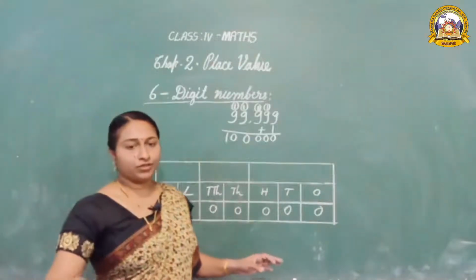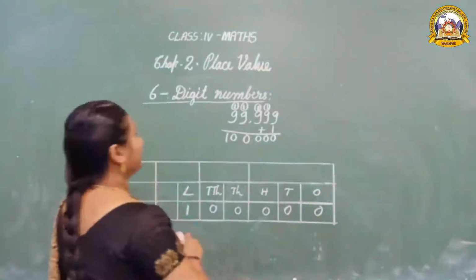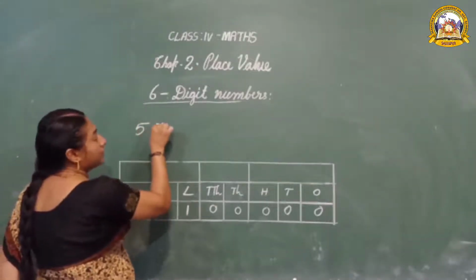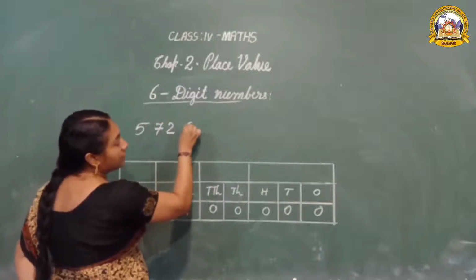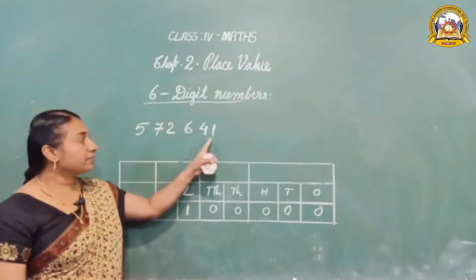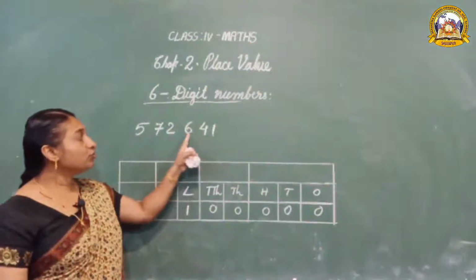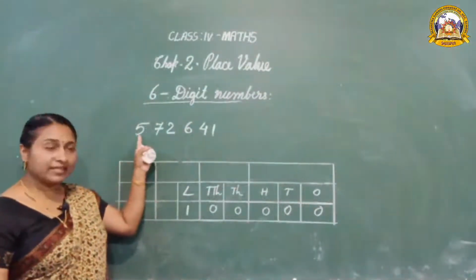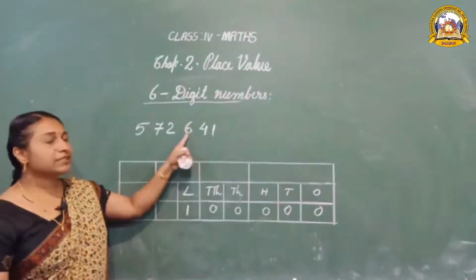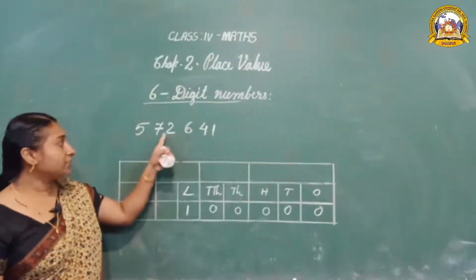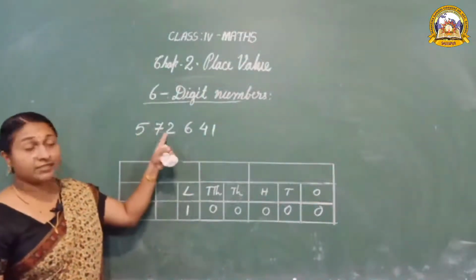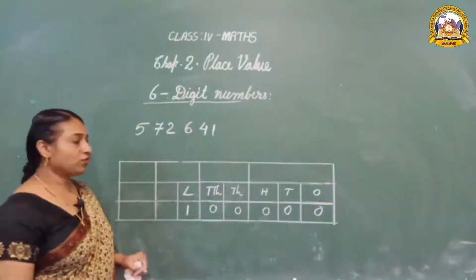Now I am going to give one more number. For example, 5,72,641. How many digits are there? 1, 2, 3, 4, 5, 6. How can we arrange? 1 one, 4 tens, 6 hundreds, 2 thousands, 7 ten thousands and 5 lakh. Let us arrange this number in our place value chart.